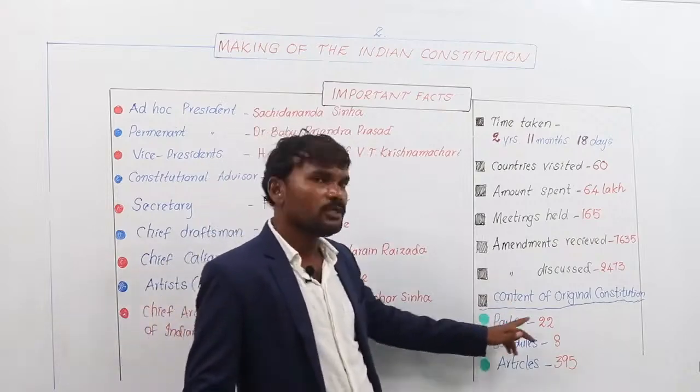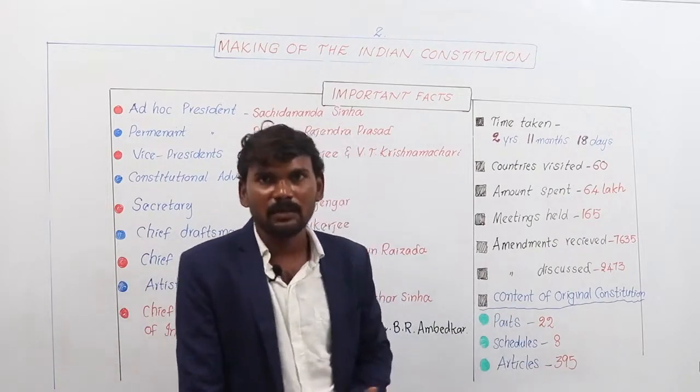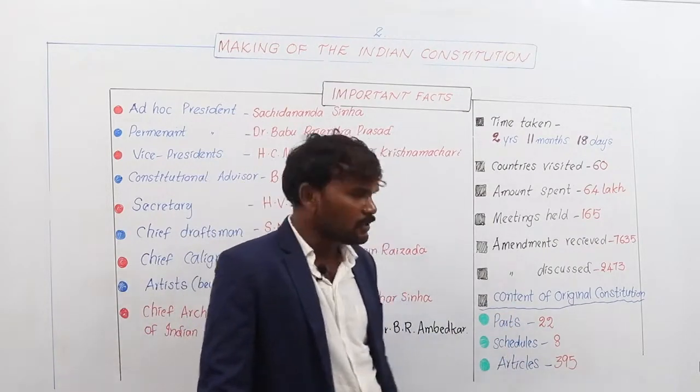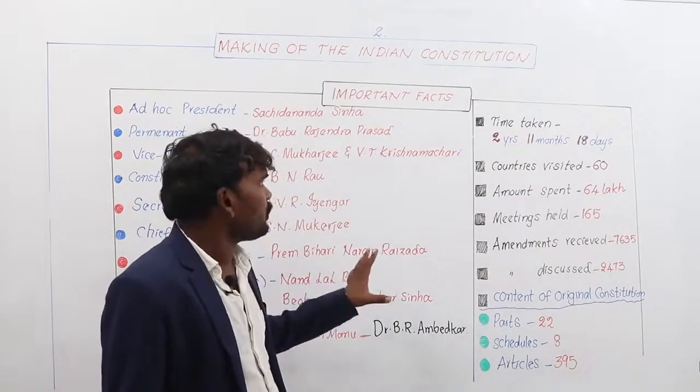So the original Constitution consisted of 22 parts, 8 schedules, and 395 articles. This number cannot be changed at all. The numbered parts are 22. The numbered schedules are 8. The numbered articles are 395. So these are the important facts you have to remember.